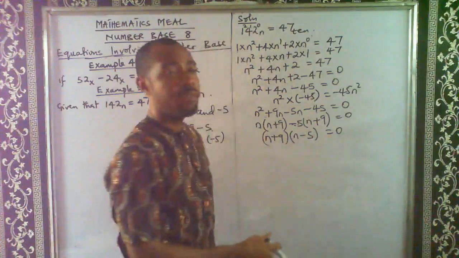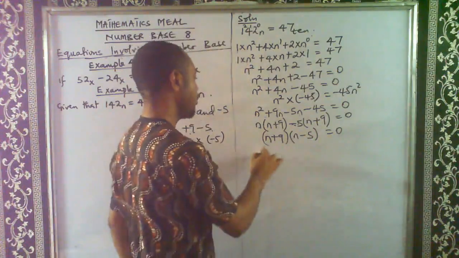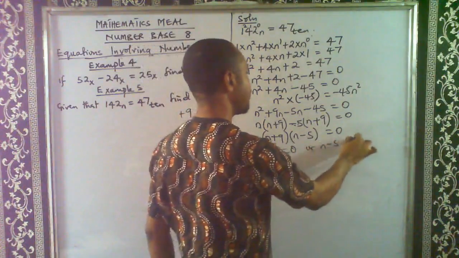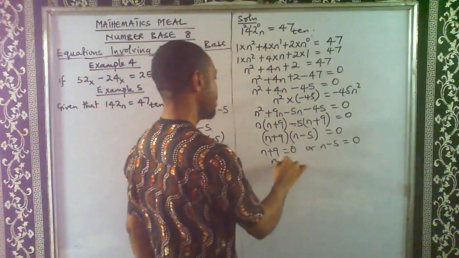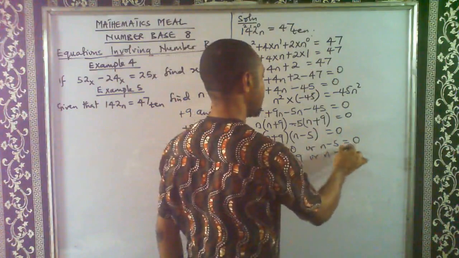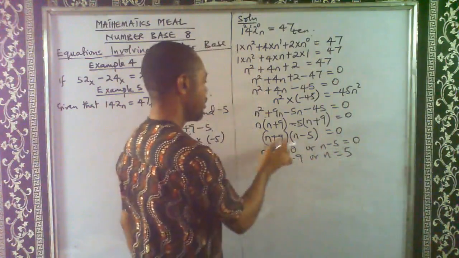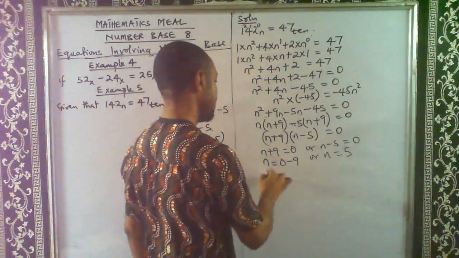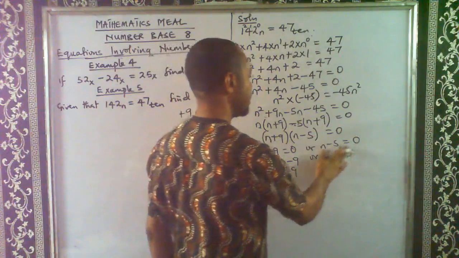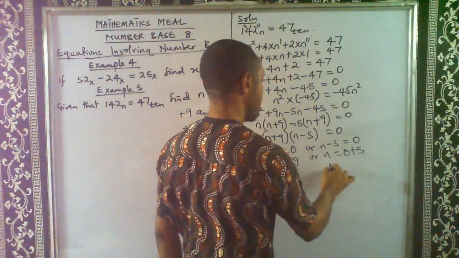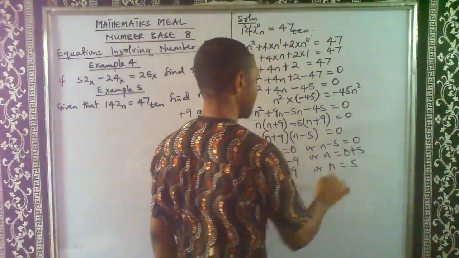So equating each factor to what? To 0. N plus 9 is 0, or n minus 5 equals 0. So n will give me minus 9, or n will give me 5. That's when the 9 moves here. Okay, let's complete it. n equals 0 minus 9, which is minus 9, or 0 plus 5 when this comes here, n equals 5.